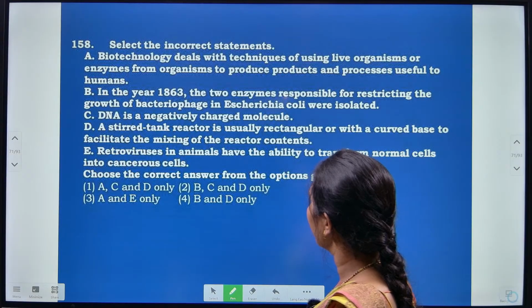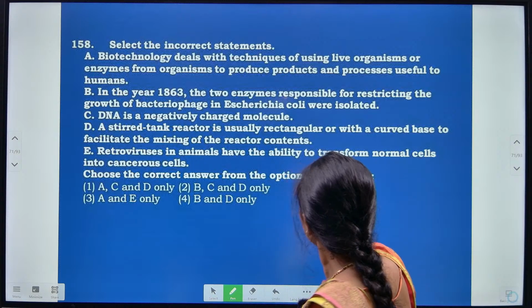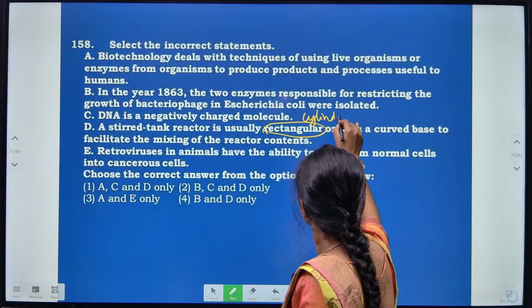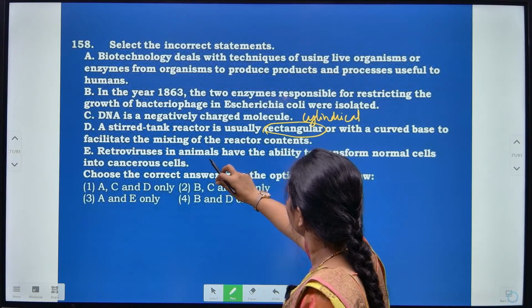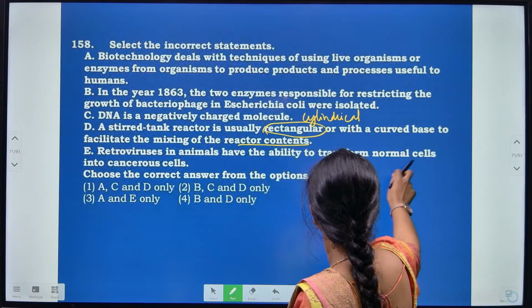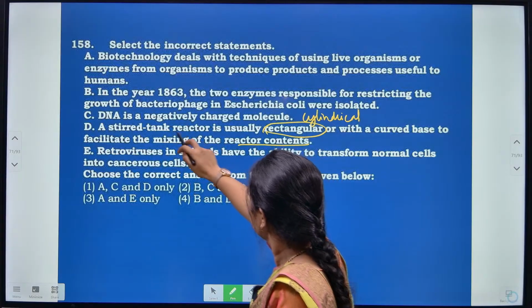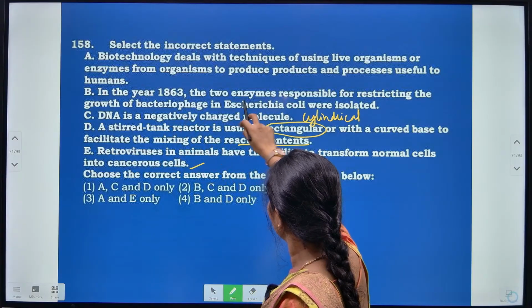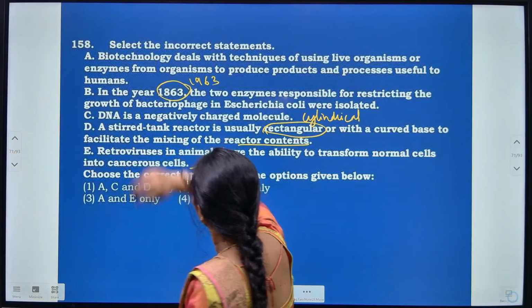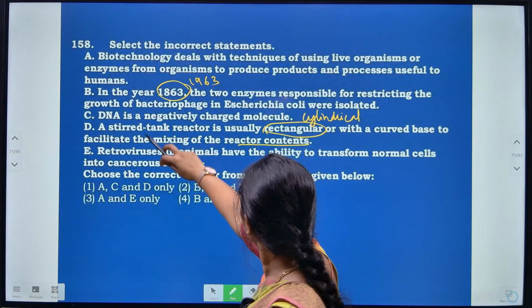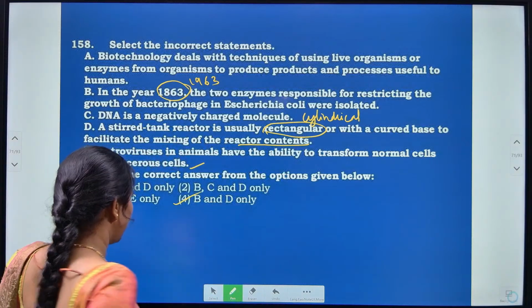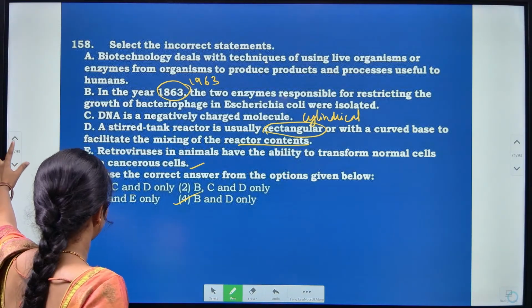Yes. A stirred tank bioreactor is usually rectangular. It is not rectangular here, it is cylindrical. It is cylindrical in nature, with the facility of mixing of the reactor content here. Retrovirus animals have the ability of transforming normal cells into cancer cells here. But the two enzymes were not isolated in the year 1863, it was in the year 1963 here. Okay, so the incorrect statements are B and what? D here. Okay, B and D only. Option four will be the right one here.